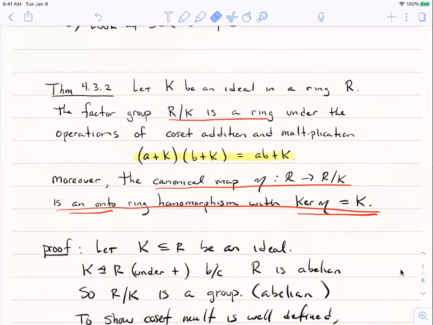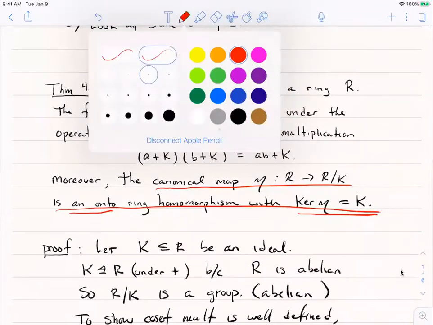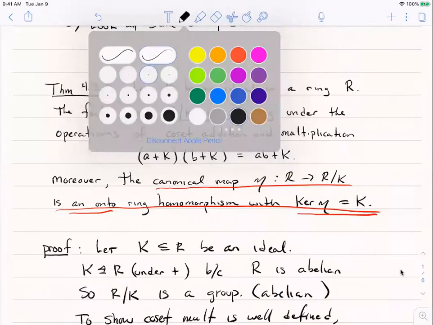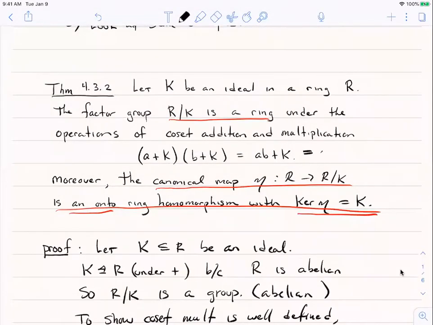I'm going to erase some of my highlighting and colors, and I'm just going to point out to you that the right-hand side of this equation that we've shown is well defined, it equals eta of AB. Eta of AB is the coset containing AB. And likewise, the left-hand side of that equation equals eta of A times eta of B. This coset multiplication is cooked up to make eta a ring homomorphism.